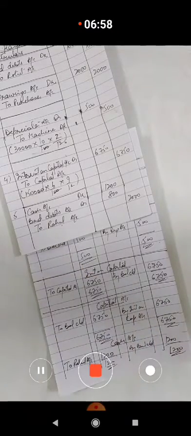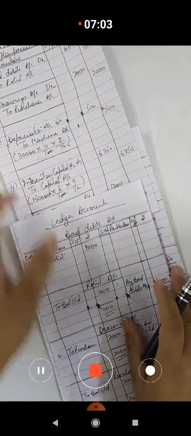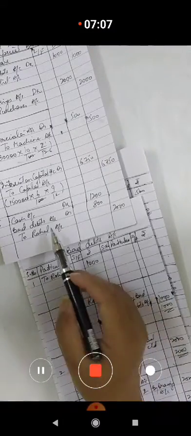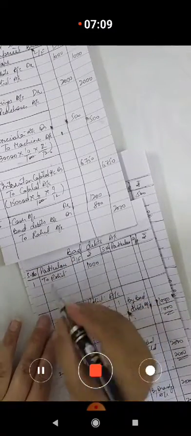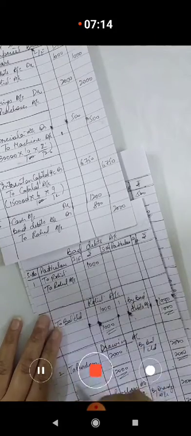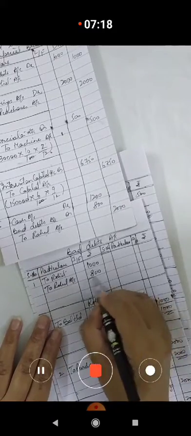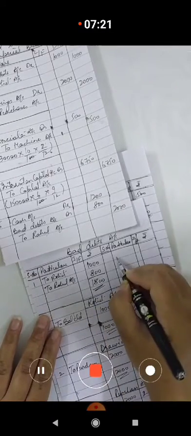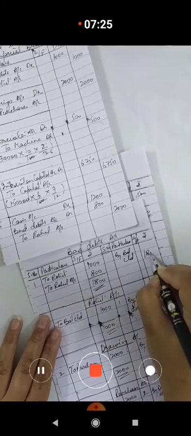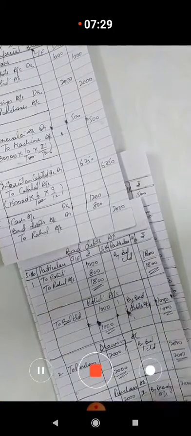Then bad debts, you have already made the account of bad debts, the number 1 account, so you will not prepare it again, you will just pass the entry. So bad debts is on your debit side, so your entry will be on the debit side to Rahul account and the amount which is written before bad debts. Now you will close this account also by balance carry down 1800 rupees and 1800 rupees.